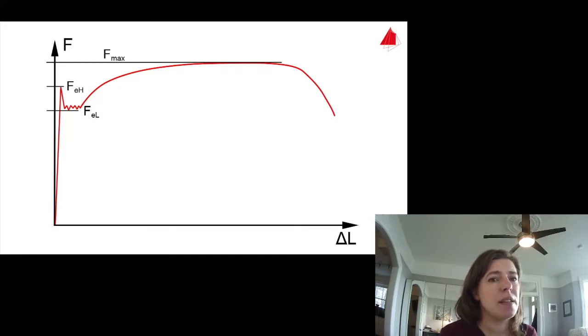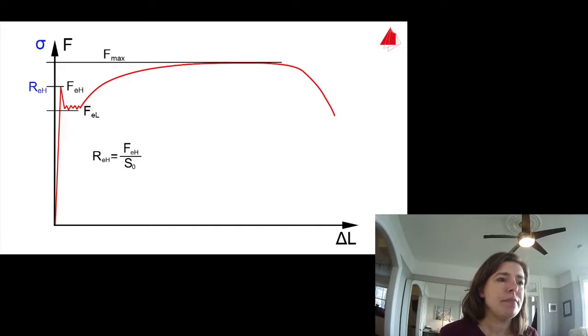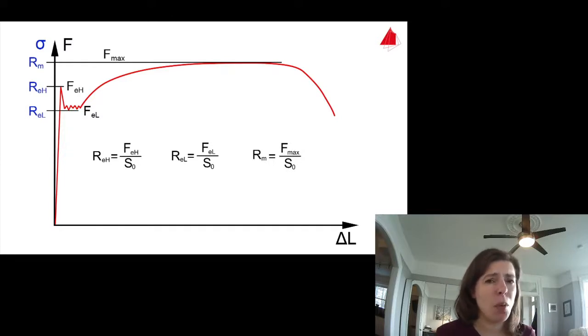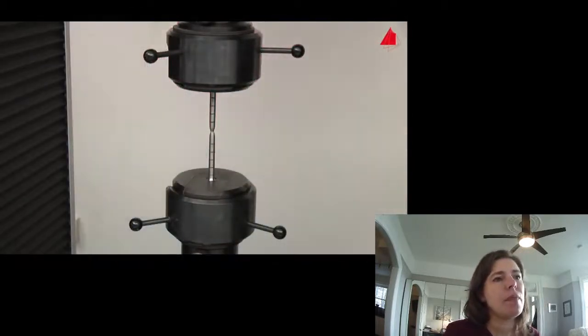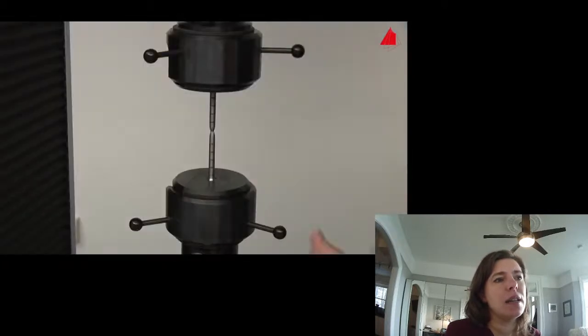FEL is defined as the force at the lower yield point, Fmax as the maximum force. Using these forces, the strength properties of materials can be calculated. Stress. The upper yield strength REH is calculated by dividing the force FEH by the original cross-sectional area S0. The lower yield strength REL is defined in a similar way. The maximum force divided by the original cross-sectional area is called tensile strength Rm. Don't worry about those. In the last step, the tester swings the extensometer back into its resting position and removes the broken test piece.